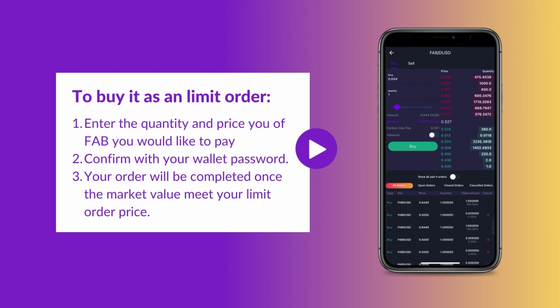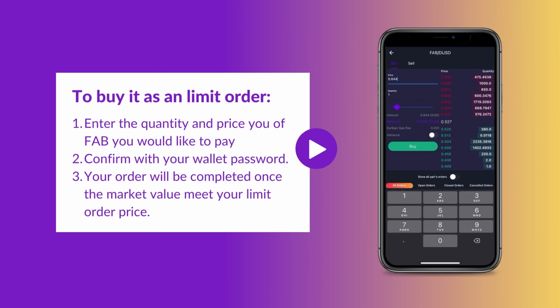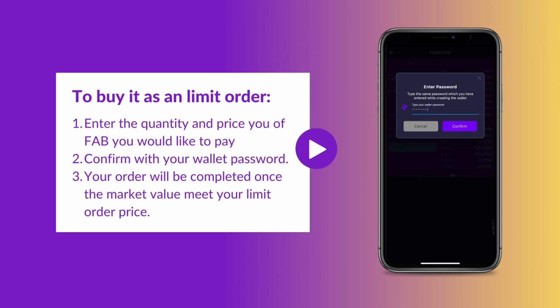For a limit order, create a purchase order with the quantity and the price you would like to pay. Your order is created once you confirm your password, and it will fill when the market value reaches your limit order value.